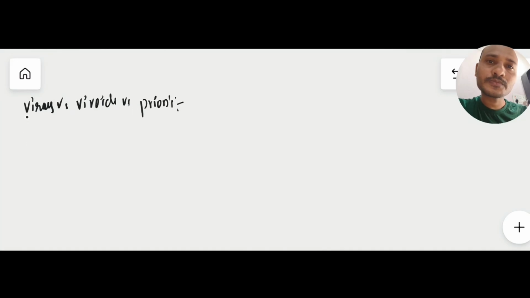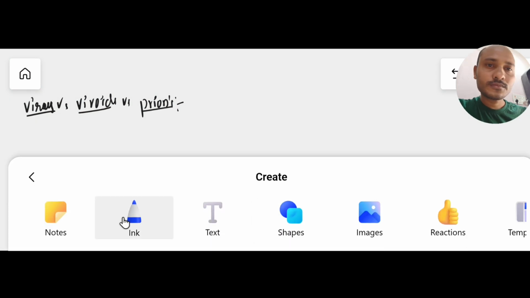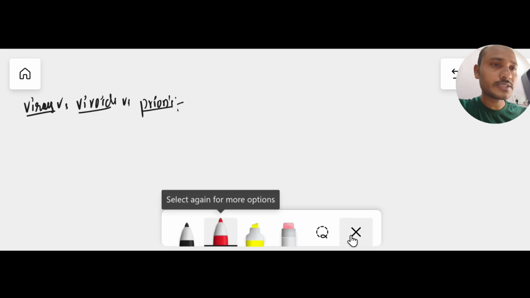Morning everyone. Today's topic is viruses, viroids and prions. So there is a comparison between virus, viroids and prions: virus versus viroids and prions. First we will discuss virus.